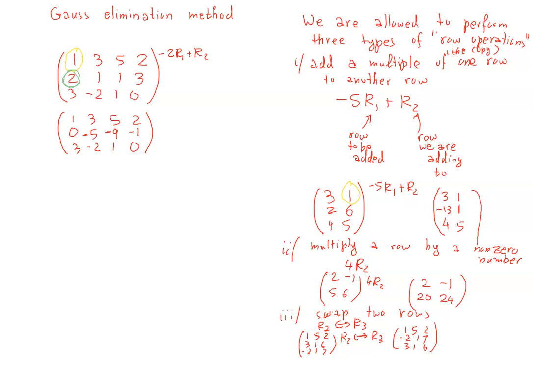So can anybody guess now the next step? What is the next step? Can anybody tell me in terms of row operation? Tell me what row operation I want to do next and why.